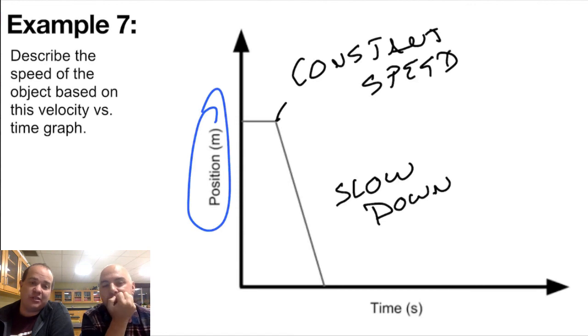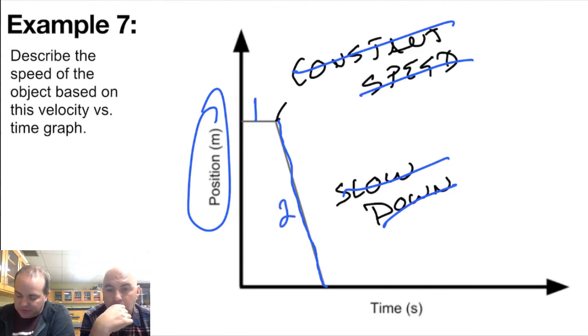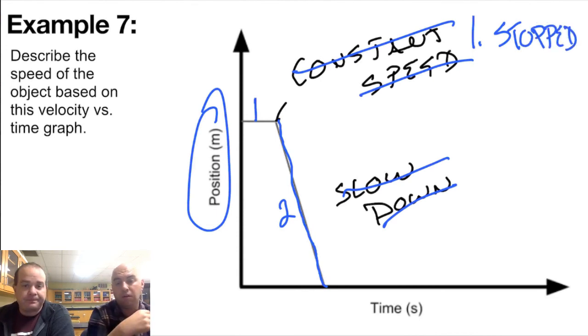If you see position, then you need to be thinking distance, and something moving at a constant rate of speed is what you're going to have with this diagonal coming down. So we go back to this idea of breaking it up into chunks. On a position versus time graph, we'll label this 1 and 2. For number 1, this is stopped. It's not moving. It's just sitting there somewhere, a positive distance away from our origin.